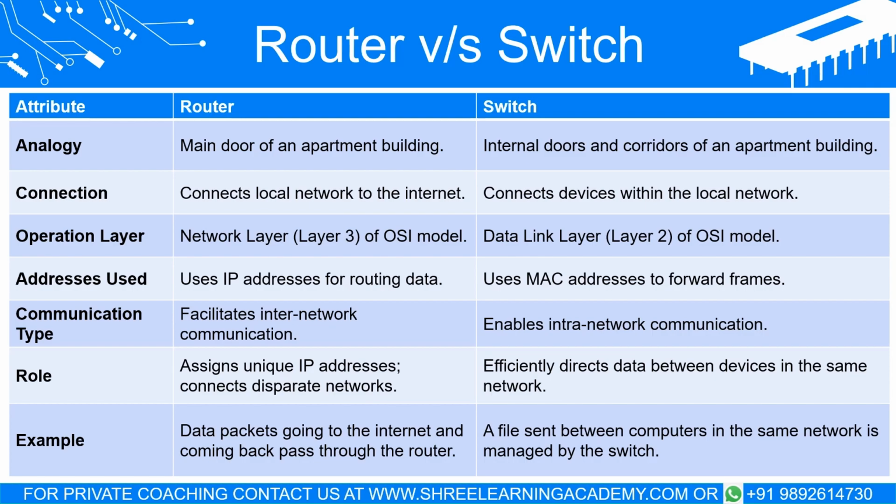Switch. Now, the switch is like the internal doors and corridors inside the apartment building that let people go from one apartment to another. A switch operates within a local network, and it connects different devices within this network, like computers, printers, and servers, allowing them to communicate with each other efficiently.